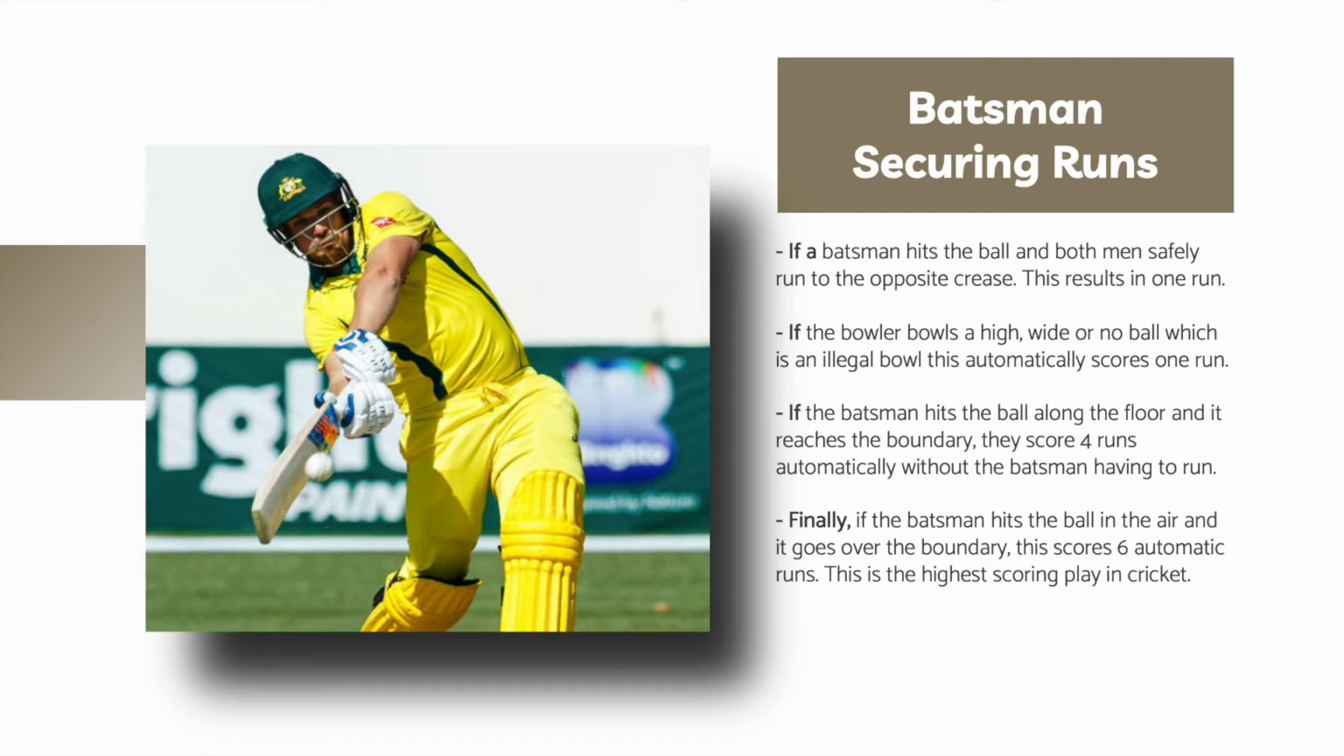If the batsman hits the ball along the floor and it reaches the boundary, they score 4 runs automatically without the batsman having to run. And finally, if the batsman hits the ball in the air and it goes over the boundary, this scores 6 automatic runs. This is the highest scoring play in cricket. Consequently, the aim of the game is to score as many runs as possible before the fielding team takes 10 wickets. The team that ends up with the most runs wins.